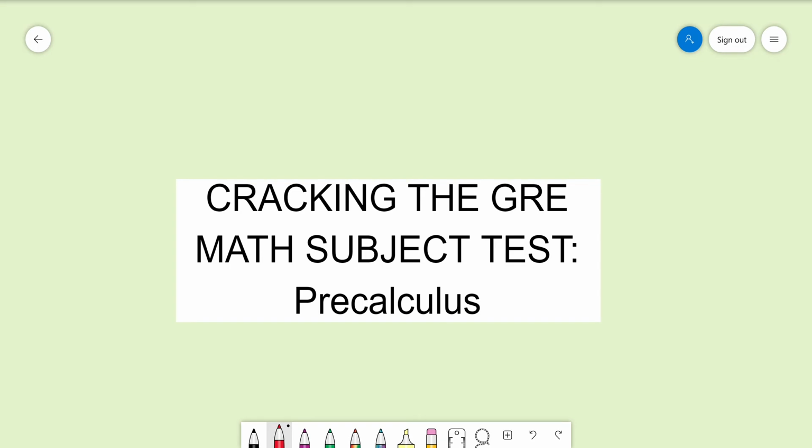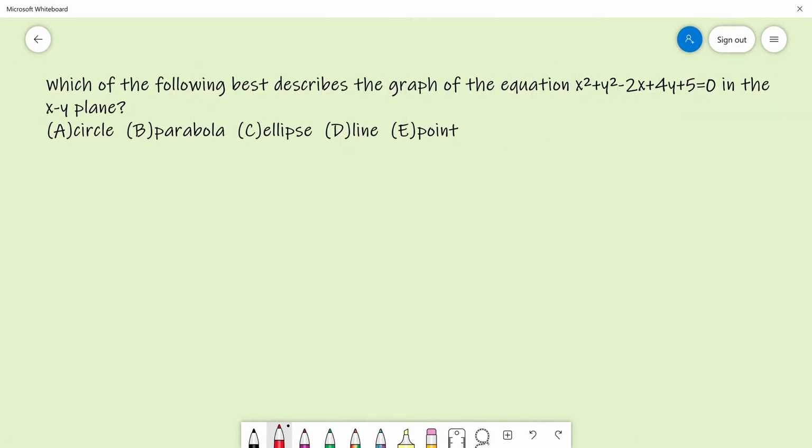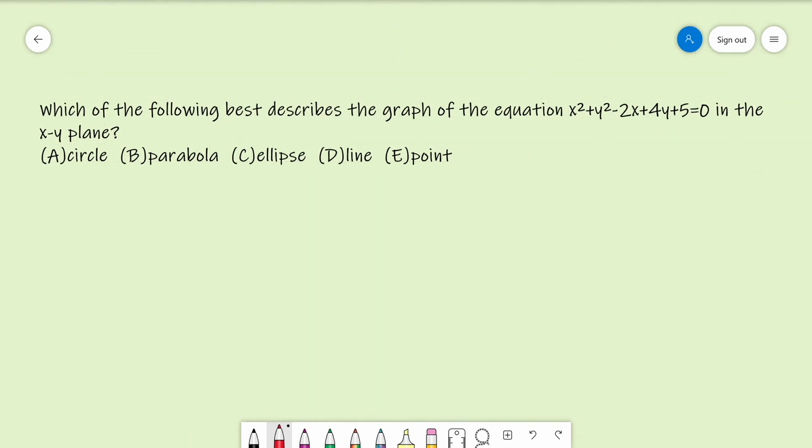We're on the Precalculus chapter, and this is question number 8. In this question, we're given an equation, and we're asked what kind of graph this equation represents in the xy plane. So the trick here is to rewrite the equation by completing the square. I'll show you what I mean.